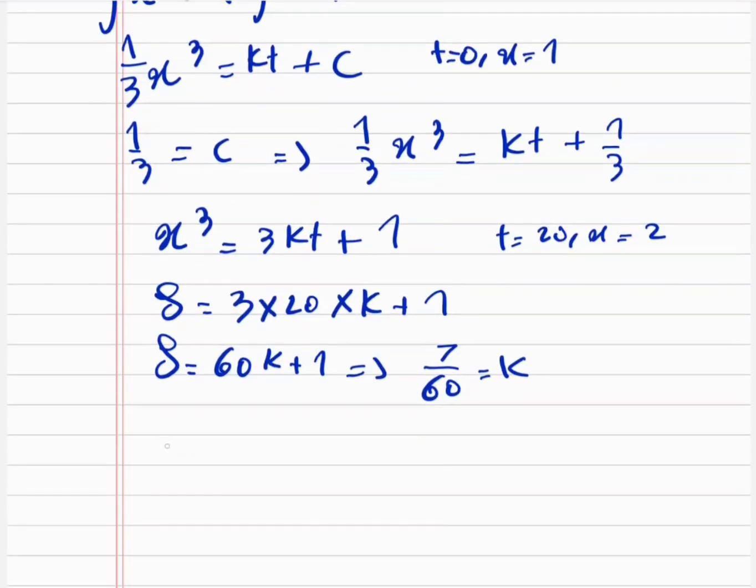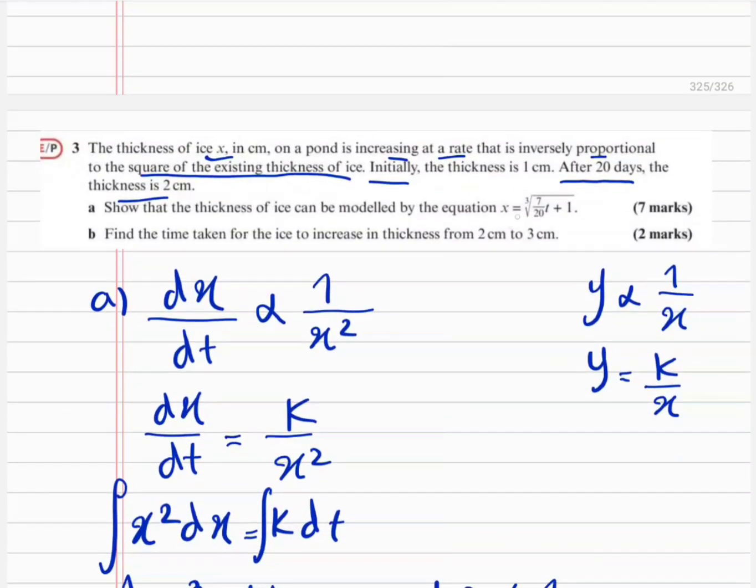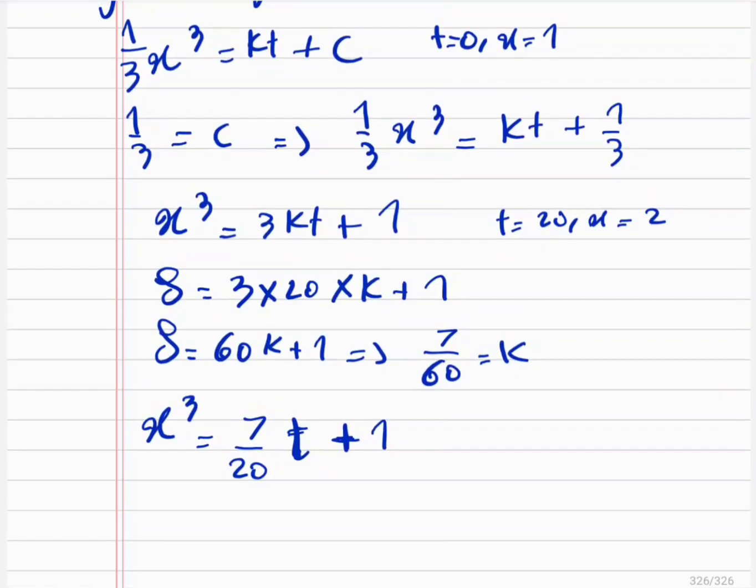So therefore, the equation becomes x cubed is equal to 7 over 20 t plus 1. That's because the equation has 3 times k, and 3 times 7 over 60 is 7 over 20. But remember that we want to give the equation in the form x is equal to the cube root of that, so we take the cube root of both sides, and we'll have x is equal to the cube root of 7 over 20 t plus 1.